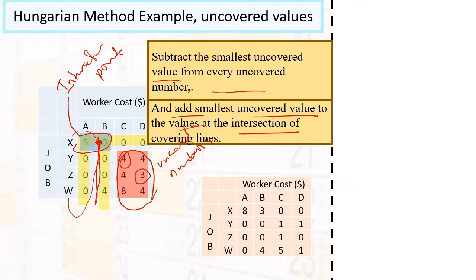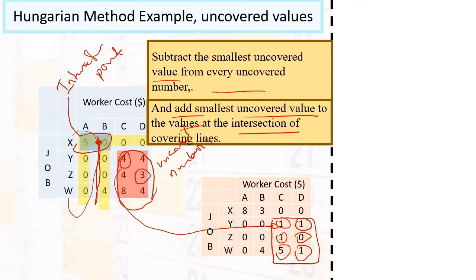So 4 minus 3 is going to give us 1. 4 minus 3 again is going to give us another 1. 3 minus 3 here is going to give us 0. 4 minus 3 is 1, 8 minus 3 is 5, and 4 minus 3 is 1. And we have all 6 new numbers here.